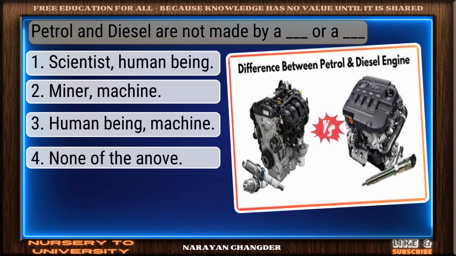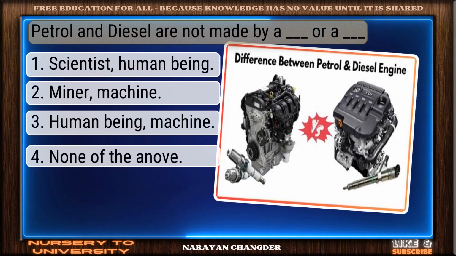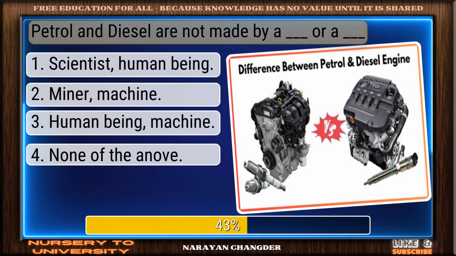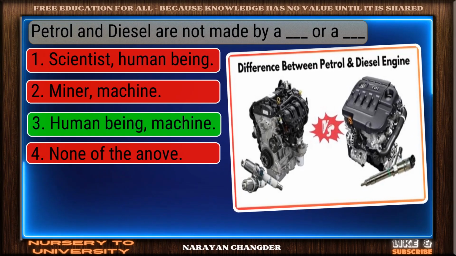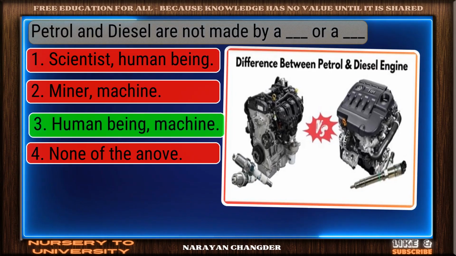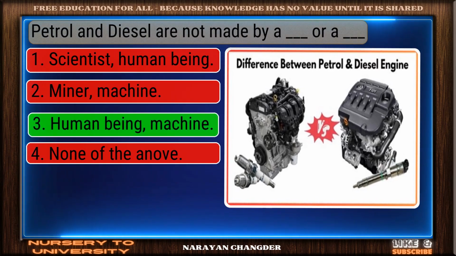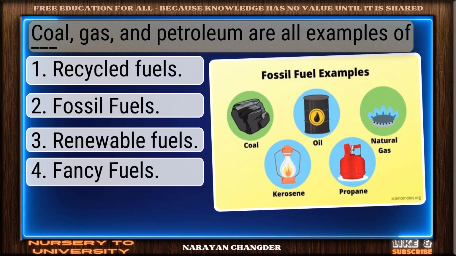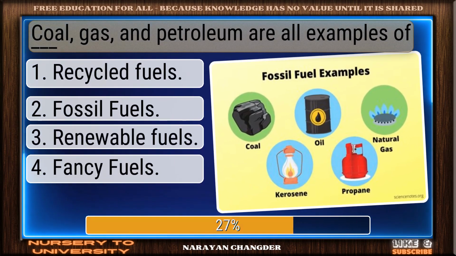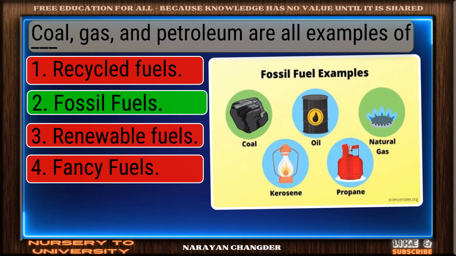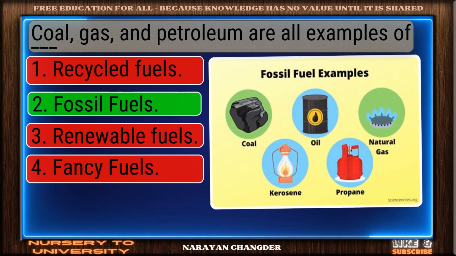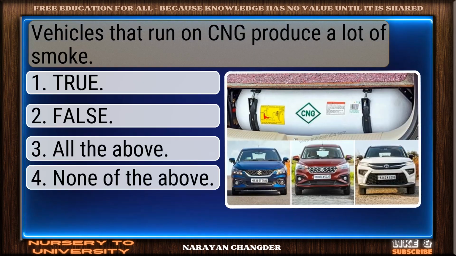Petrol and diesel are not made by a dash or a dash. Solid response. Human being, machine is a valid choice. Coal, gas, and petroleum are all examples of dash. Right choice. Fossil fuels is the best answer.